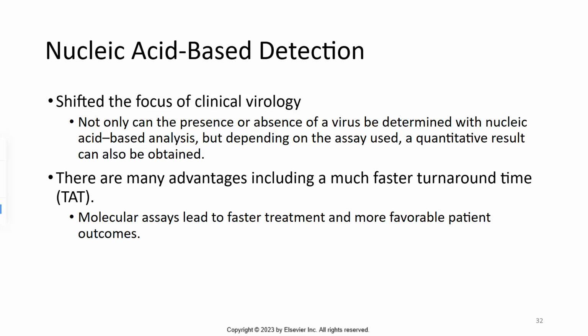Nucleic acid-based detection shifted the focus of clinical virology. Not only can the presence or absence of a virus be determined with nucleic acid-based analysis, but depending on the assay used, a quantitative test or result can also be obtained, so we can see viral load or how many viral particles are there. There are many advantages, including much faster turnaround time.